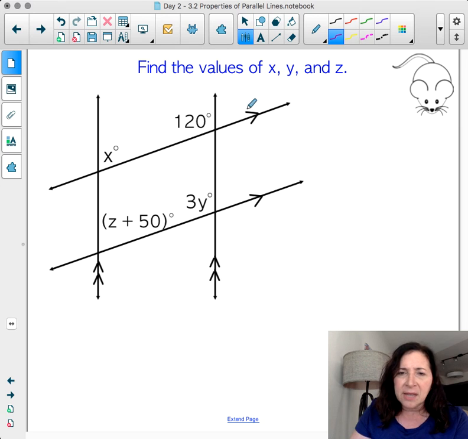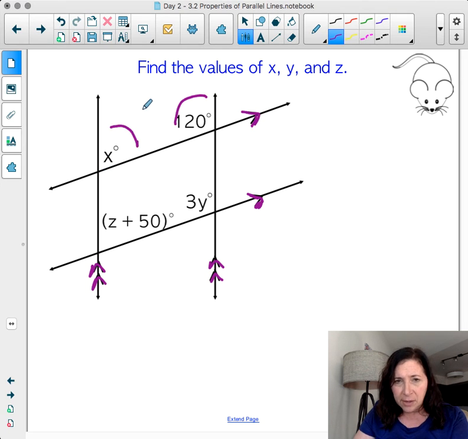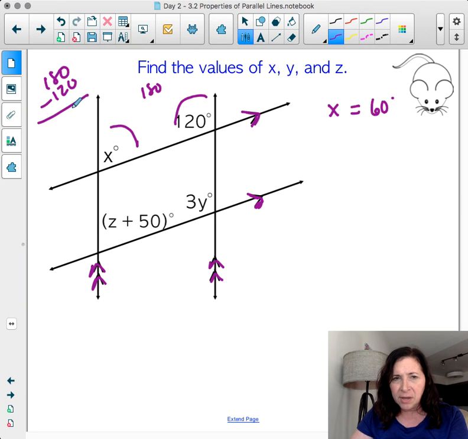The first thing is I noticed that I have parallel lines here and here. And I also have parallel lines here and here. And those arrows show me that those are parallel. What I need to do is I would say that this angle plus this angle here is equal to 180 degrees, which would give me that X is equal to 60 degrees, because I would say that that would be 180 subtract 120, and that would give me 60 degrees. So here's 60.